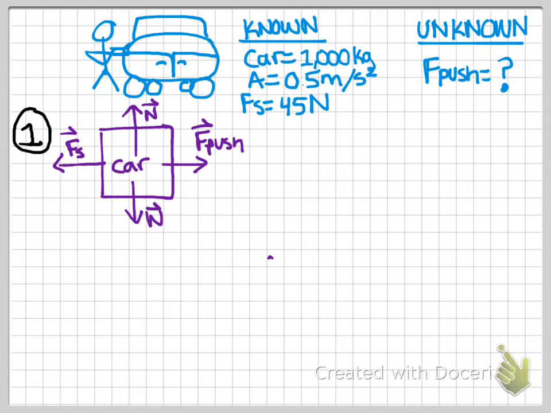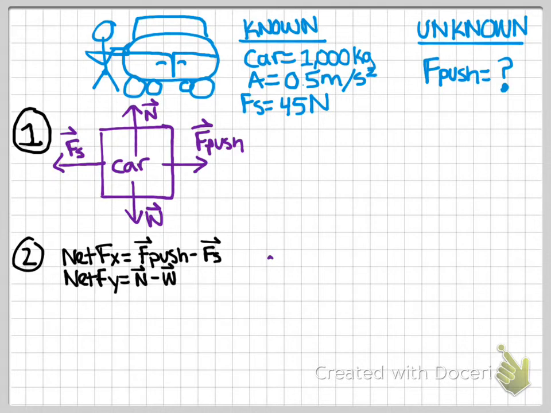So, we find net Fx, which is the push force minus the static force, because the push force is in the positive direction and the static force is in the negative direction. The net force in the y direction is the normal force minus the weight force, again because the normal is moving in the positive direction and the weight force is in the negative direction.